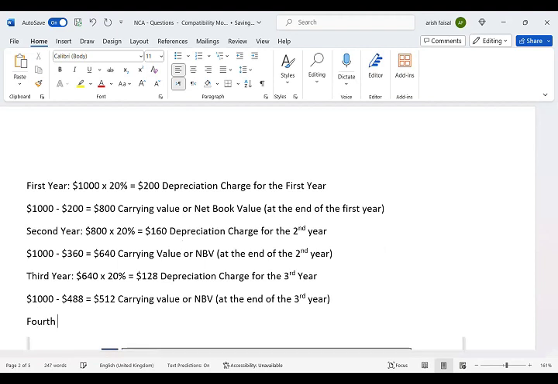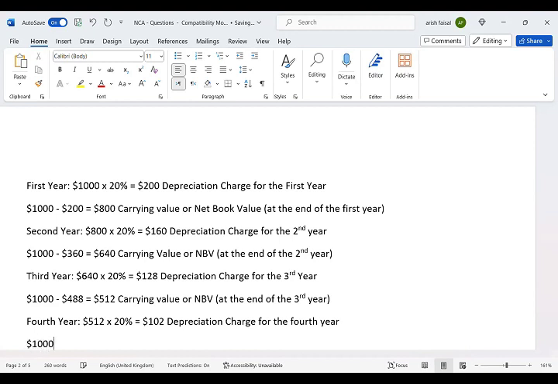Likewise, we can also do it for the fourth year. So now the carrying value is 512. Again, you will multiply with 20%. So this will give you a depreciation charge of 102.4. I'll just round it down. So it's 102 depreciation charge for the fourth year.